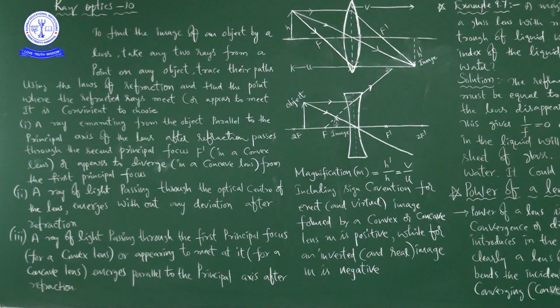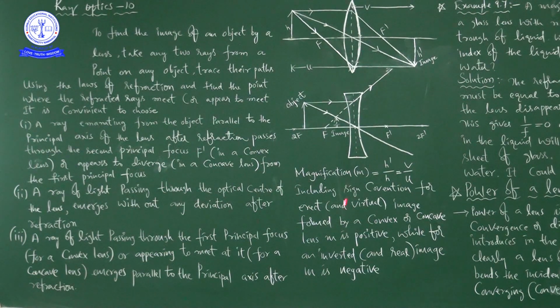In case of an erect and virtual image like this, magnification is positive. For an inverted and real image, magnification is negative. So this is inverted and real, M is negative. Okay, right. So this is about magnification in case of concave lens and convex lens.